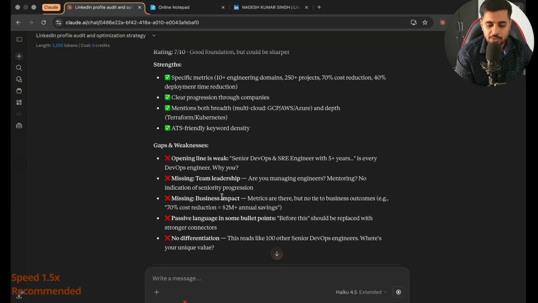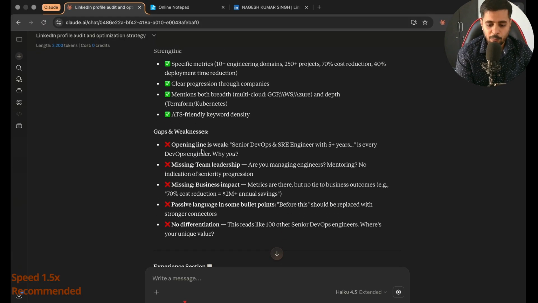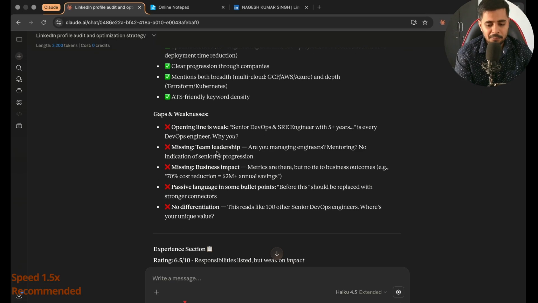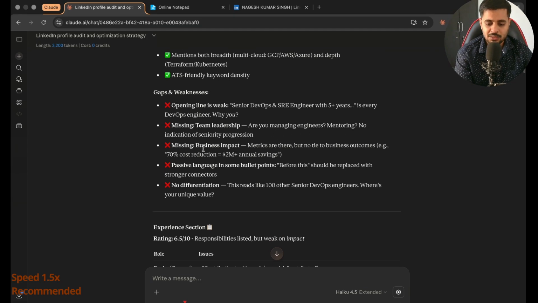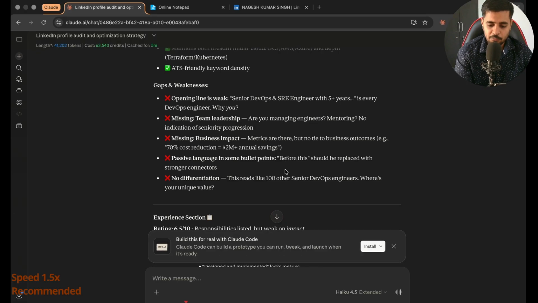Now talk about gaps and weaknesses. Opening line is weak. Senior DevOps and SRE engineer with 5 plus years is every DevOps engineer. Why you? Okay, great. Missing team leadership. Are you managing engineers, mentoring? No indication of seniority progression. Okay, missing business impact. Metrics are there but no tie to business outcomes. Example, 70% cost reduction, 2 million plus annual savings.